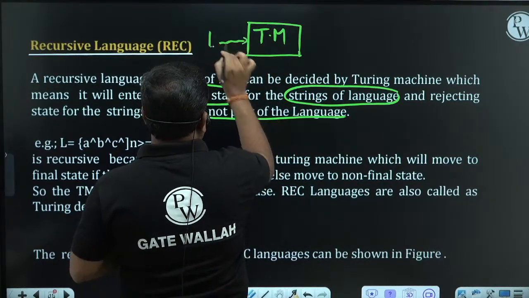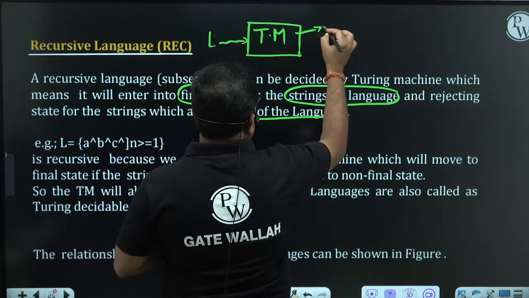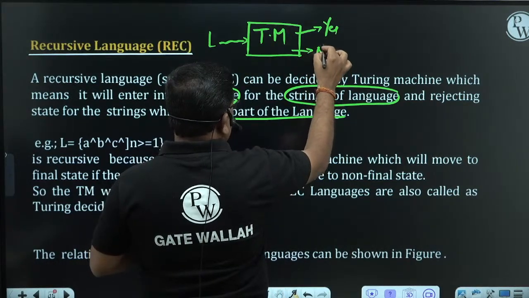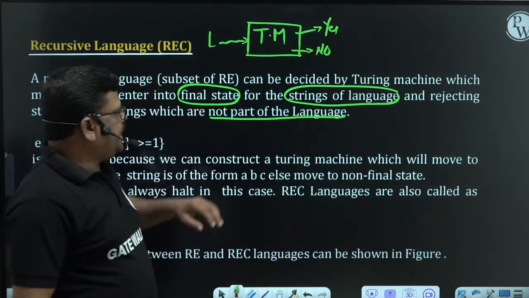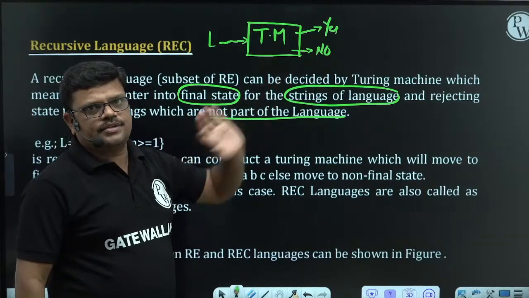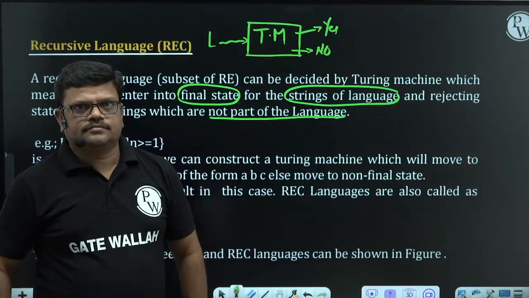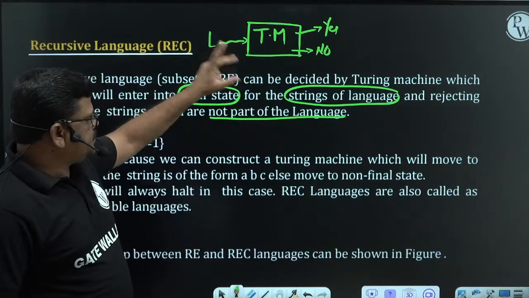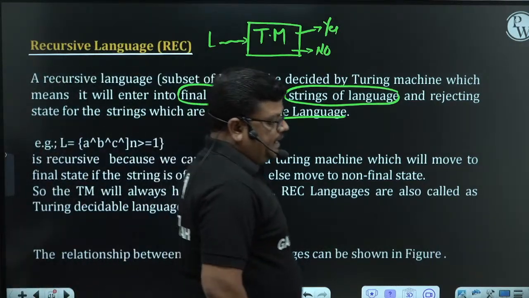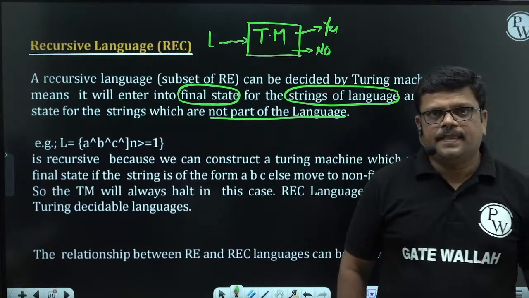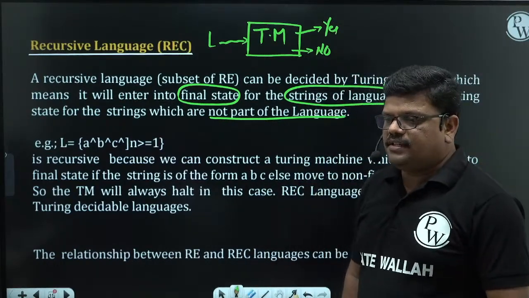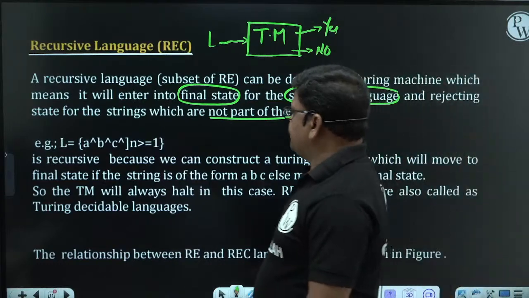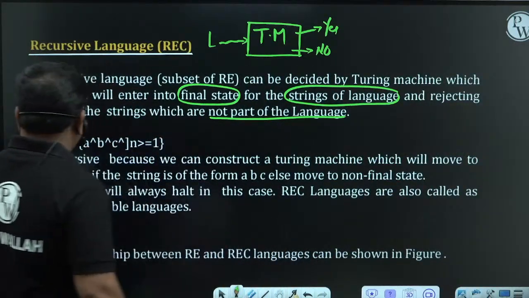For any language, if you construct a Turing machine, for valid strings it will enter into the final state and say yes, the string is accepted. For invalid strings, it will enter into a non-final state and say no, the string is rejected. So for valid strings, the Turing machine says yes by entering into the final state, accepted. For invalid strings, the Turing machine says no by entering into a non-final state, rejected. Right. So this is the language.